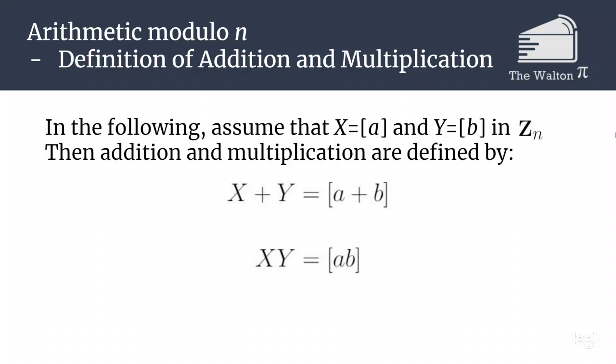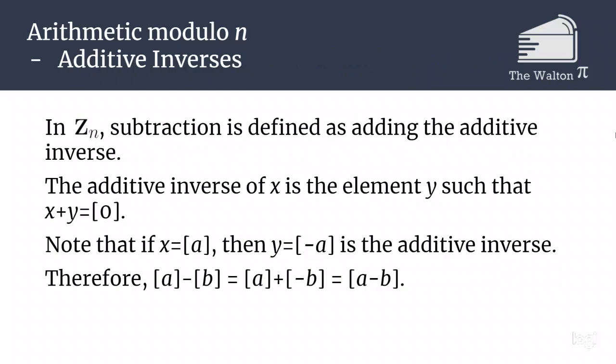We define addition and multiplication on the integers mod n by saying that if we have the class of a plus the class of b, that's going to be equal to the class of a plus b, and then multiplication is defined in a similar way, where if we have the class of a times the class of b, that's going to be equal to the class of a times b.